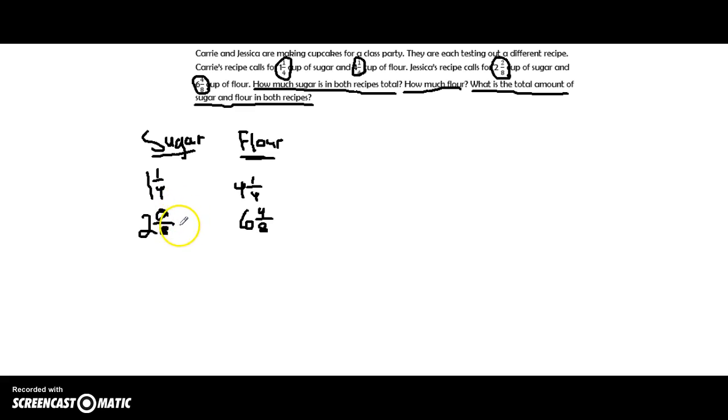Now we have to make the denominators equal because you can't add with uneven denominators. So 4 goes evenly into 8, so we can make all the denominators 8. So let's make 1 1/4 into 8 first. So 4 times 2 is 8, and whatever you do at the bottom, you have to do the top. So 1 times 2 is 2. So your answer for your sugar would be 1 2/8 cup of sugar.